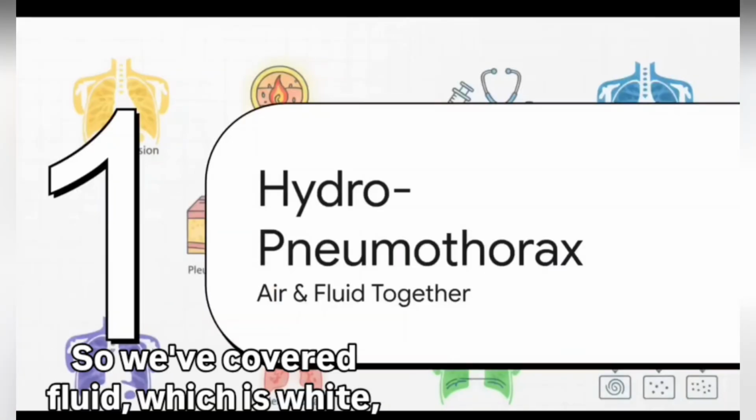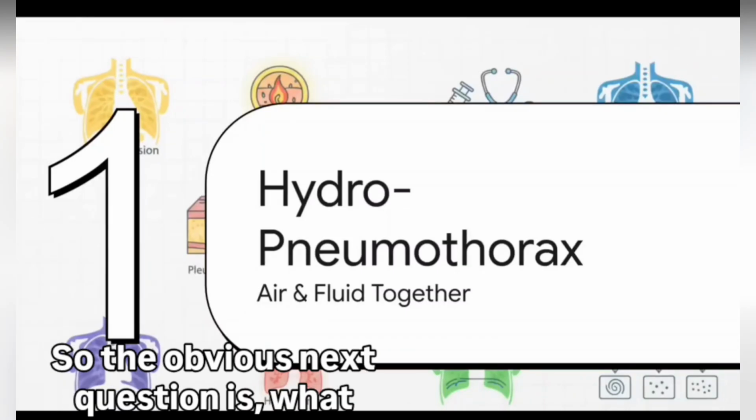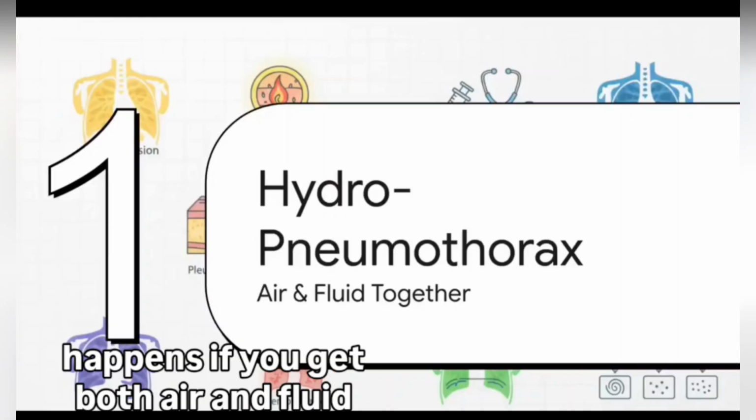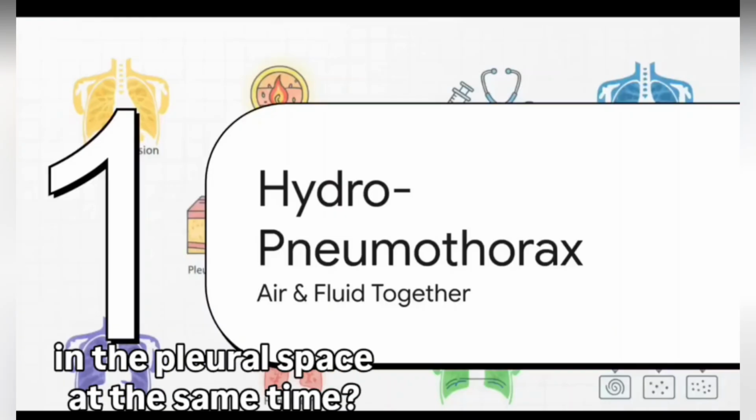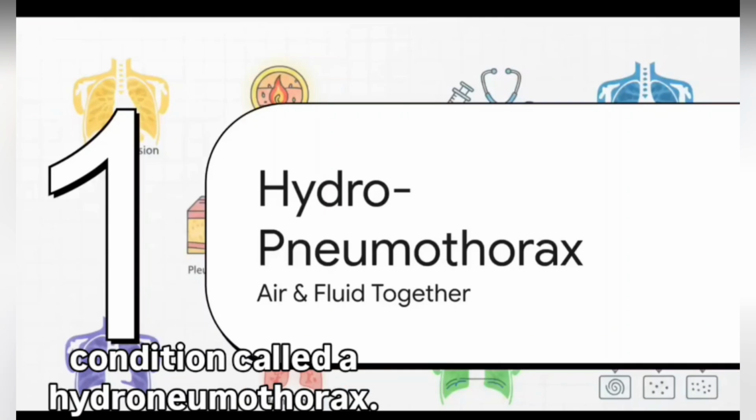So, we've covered fluid, which is white, and we've covered air, which is black. So the obvious next question is, what happens if you get both air and fluid in the pleural space at the same time? Well, that gives us a very special condition called a hydropneumothorax.